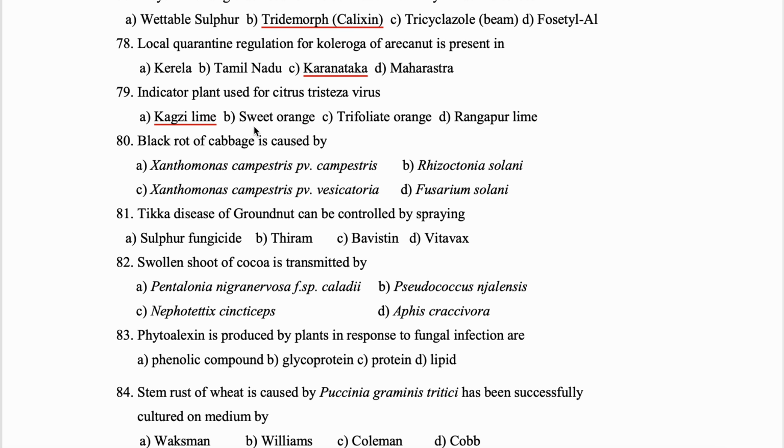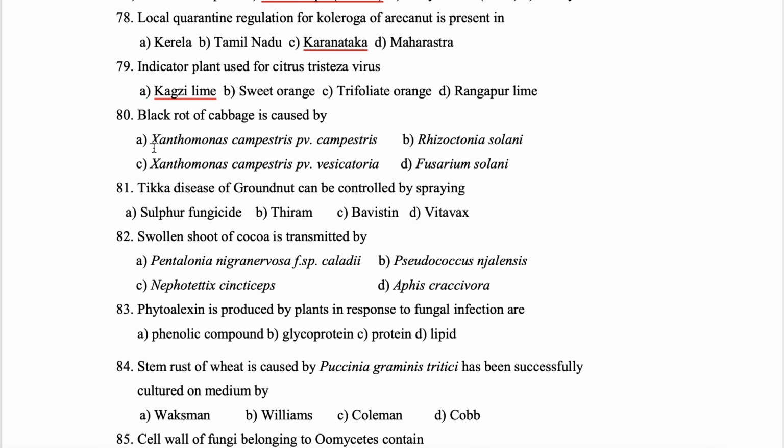Okay. So now you can also see another options like sweet orange. The indicator plant for which virus will be sweet orange. Search for it. Also trifoliate orange. This is very important. Like this one, we can get also question for other type like Mexican lime or others. So check the sweet orange and trifoliate orange is the indicator plant for which virus. If you have any confusion, again comment me, I will answer that.